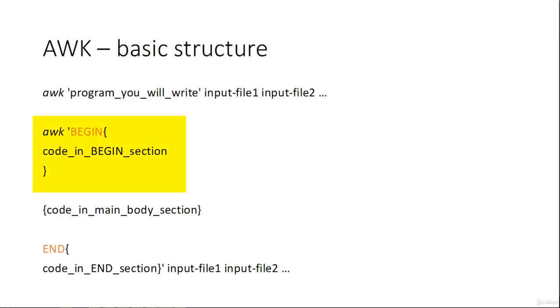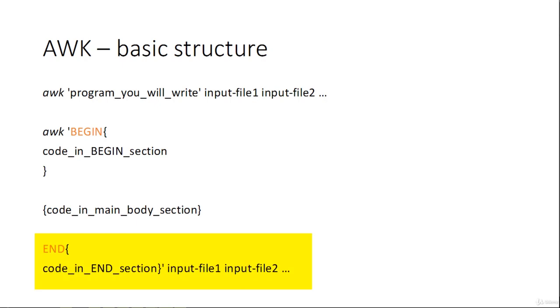The first section is the begin section. Everything you type here will be executed before performing operations on each line of a specific file. The next section is the most important one. This section will be executed for each line of the specific file. And the last section is the end section. This part is executed after AWK has processed all lines of a specific file.